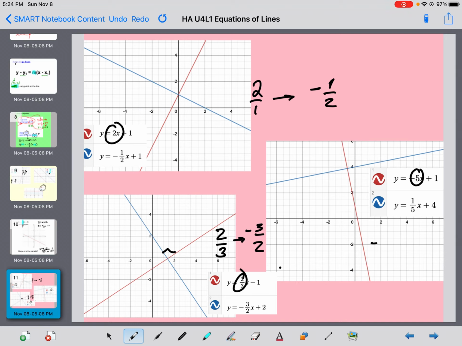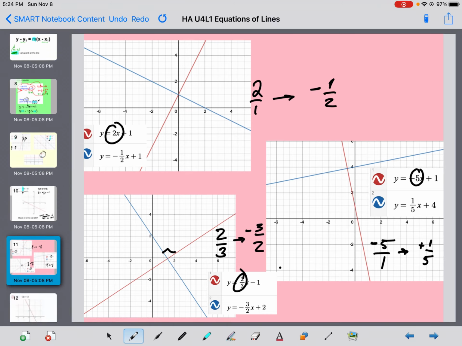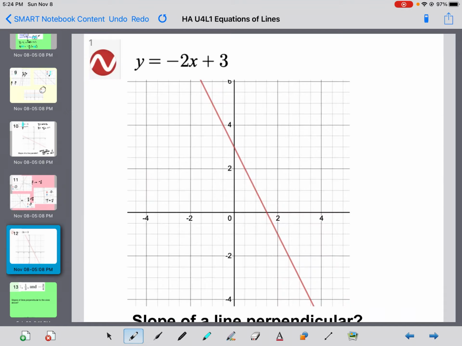This one started as -5/1, right? We can divide by 1. I'm going to make it the opposite sign, and then flip it around. So -1 would become 1/5 x.